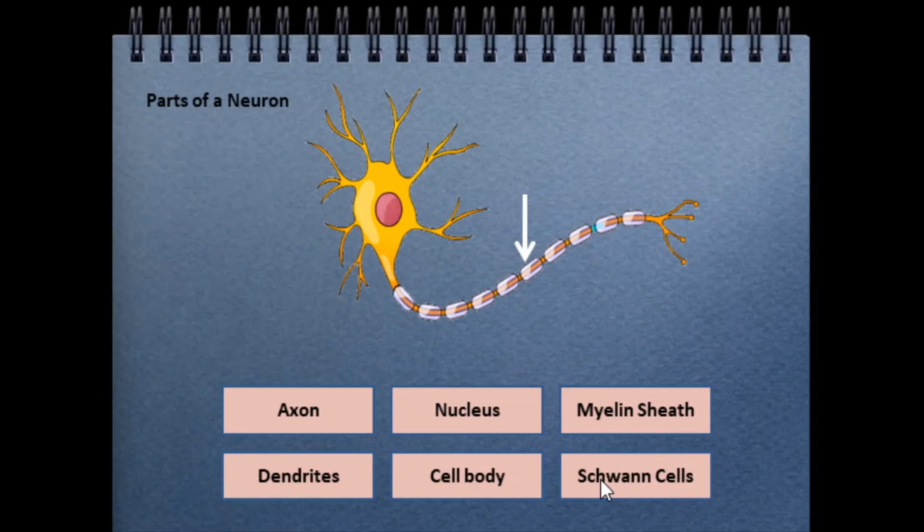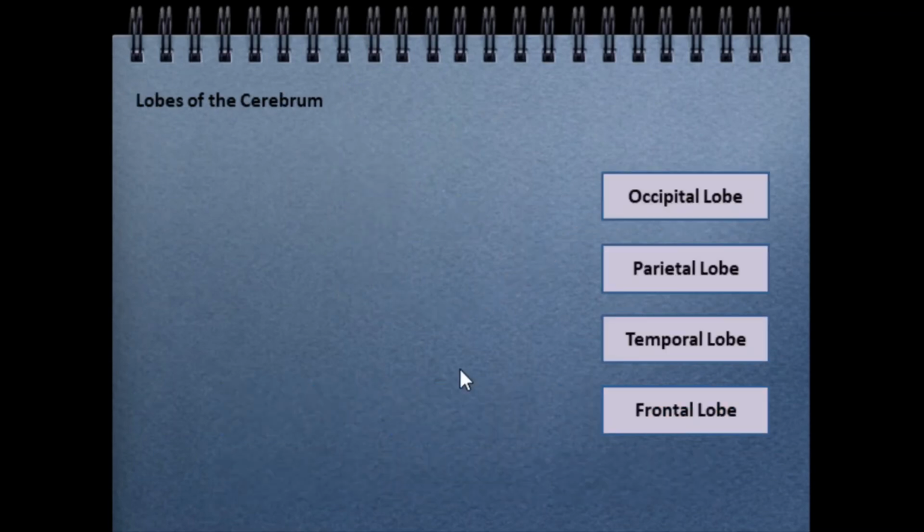Next, we have this time the lobes of the cerebrum. Cerebrum is the biggest part of our brain, right? Let's try to remember what lobe is being shown on the screen. We have occipital lobe, parietal lobe, temporal lobe, and frontal lobe. Let's show the picture. What lobe is this? What lobe is this?